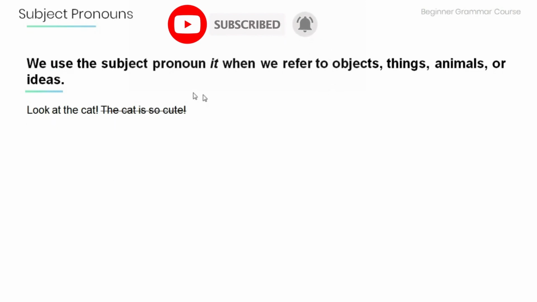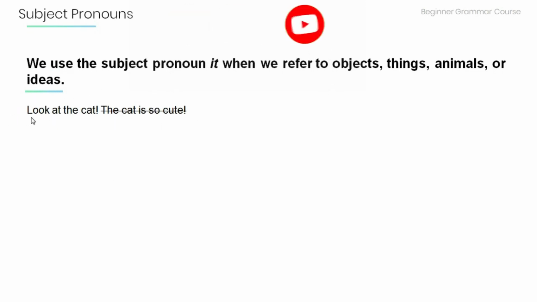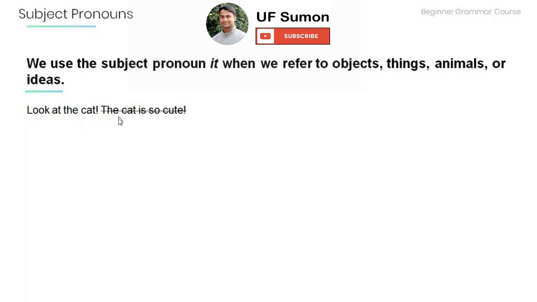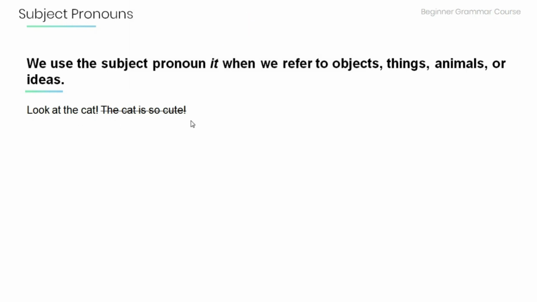Let's have a look at another sentence over here. Look at the cat. The cat is so cute. Note that the subject pronoun it is used when we refer to objects, things, animals, or ideas. Try to avoid the repetition in this sentence by using the correct subject pronoun. It is so cute.